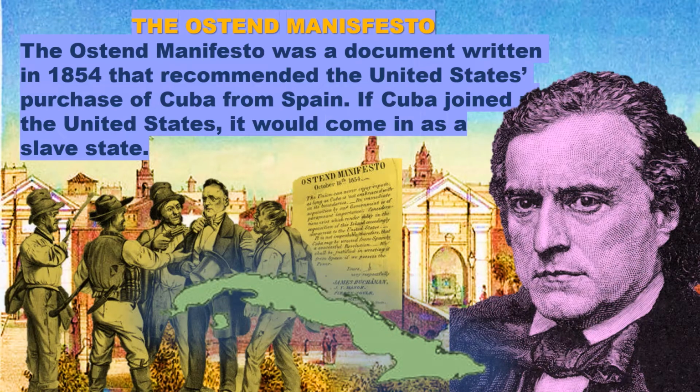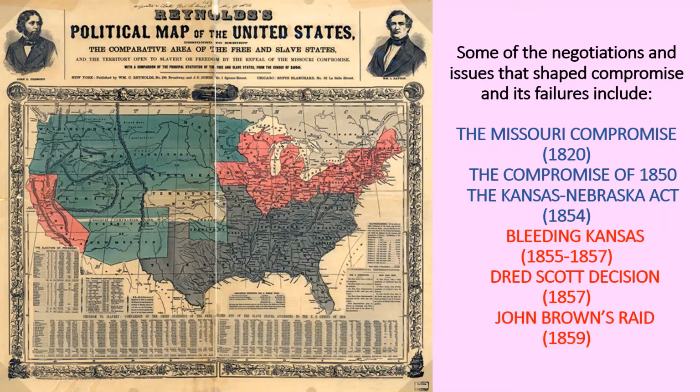Some people in the South even suggested that the U.S. purchase Cuba from Spain. In this way, Cuba would join the Union as a slave state. This became known as the Ostend Manifesto. And the purchase of Cuba? Well, there was so much opposition from the North that it never actually took place.